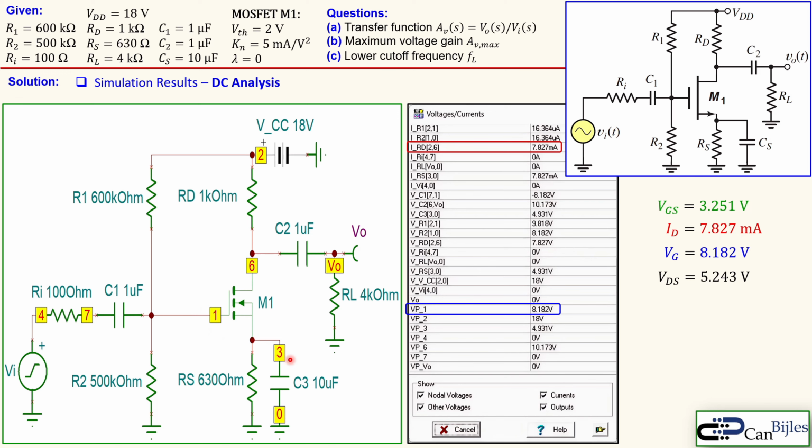Now the VGS can be calculated as the voltage at node 1 minus the voltage at node 3. So we need to take that and that one. Now if you calculate it for yourself, this will be exactly actually this one. And for the VDS, you need to use the voltage at node 6, which is this 10.173, minus the voltage at node 3. Again, if you do that, you will get to this value. So they are all verified.